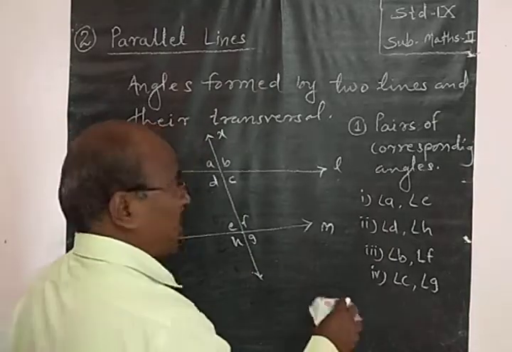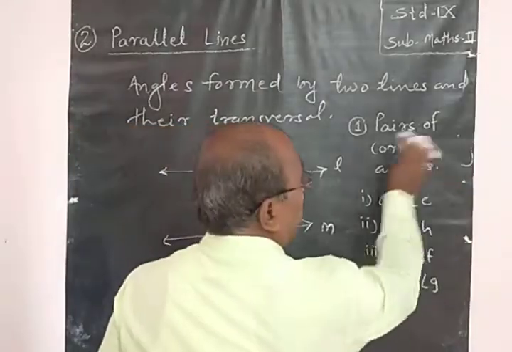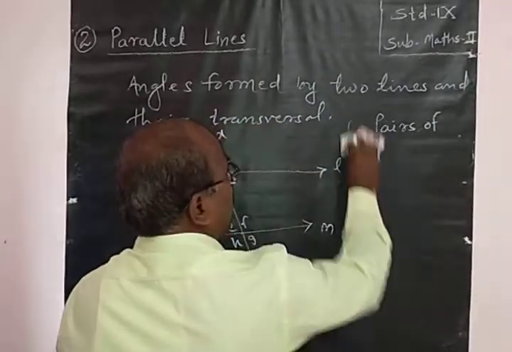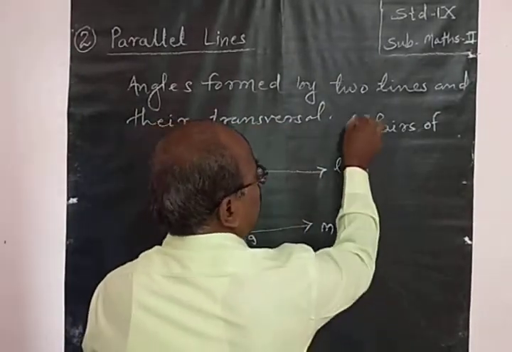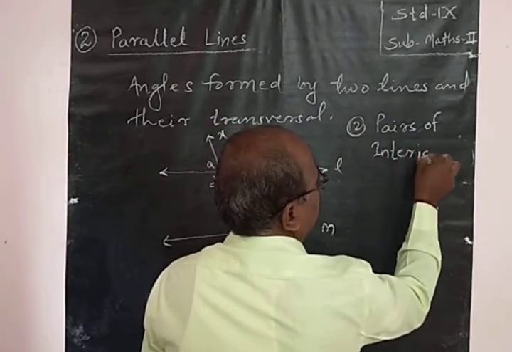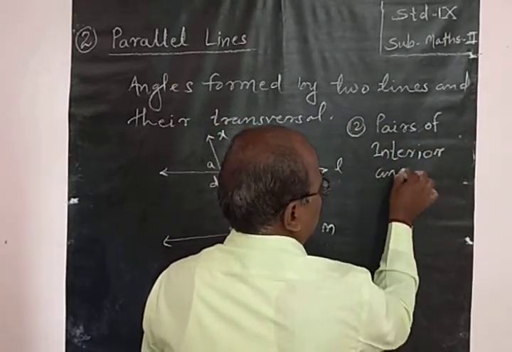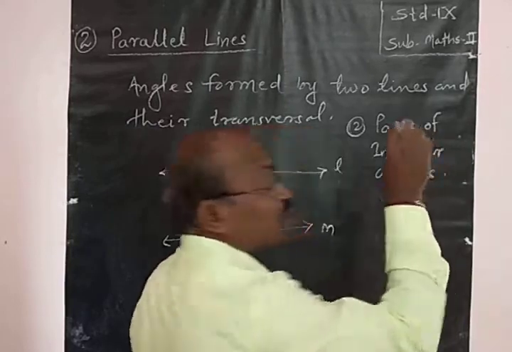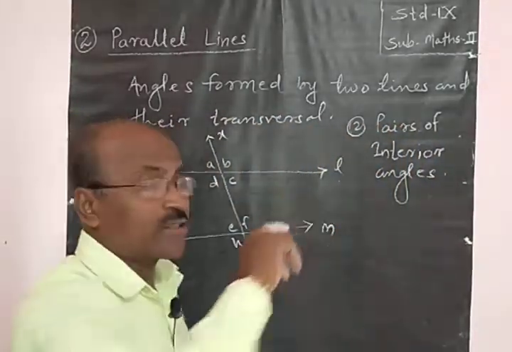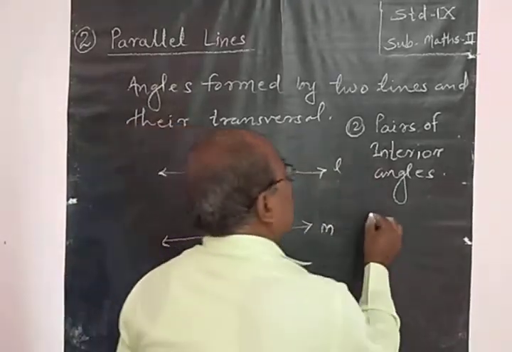Now see the pairs of interior angles. Interior angles, त्यालाच आपण आंतरकोन असे म्हणतो. आंतरकोन, करस्पॉन्डिंग एंगल्स म्हणजे संगत कोन आणि इंटिरियर एंगल्स म्हणजे आंतरकोन.